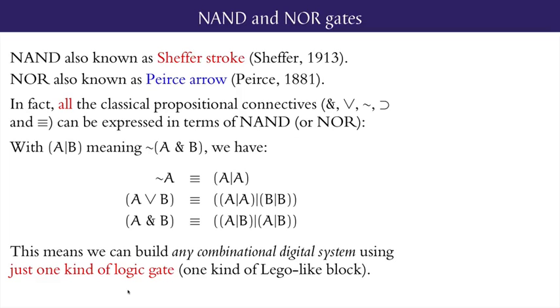For example, not A is equivalent to A NAND A. A or B is equivalent to A NAND A, NAND, B NAND B. And A and B is equivalent to A NAND B, NAND with A NAND B. As a consequence, any combinational digital system can be built using only NAND gates, or alternatively using only NOR gates.